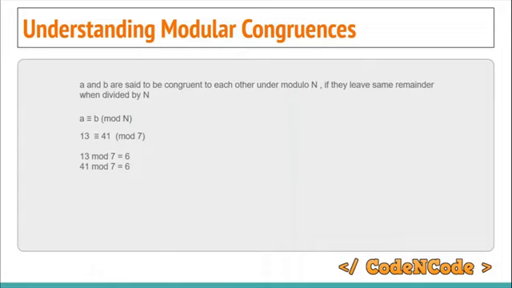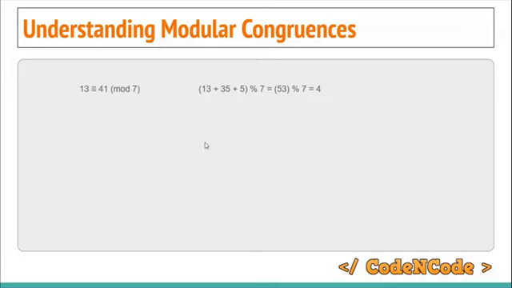So we have seen what congruences are. What are the uses of congruences? In what scenarios can we use them? As explained earlier, congruences are used in modular arithmetic, almost everywhere. For example, look at this equation. We wanted to calculate 13 plus 35 plus 5 modulo 7, which would be 53 modulo 7, which is 4.